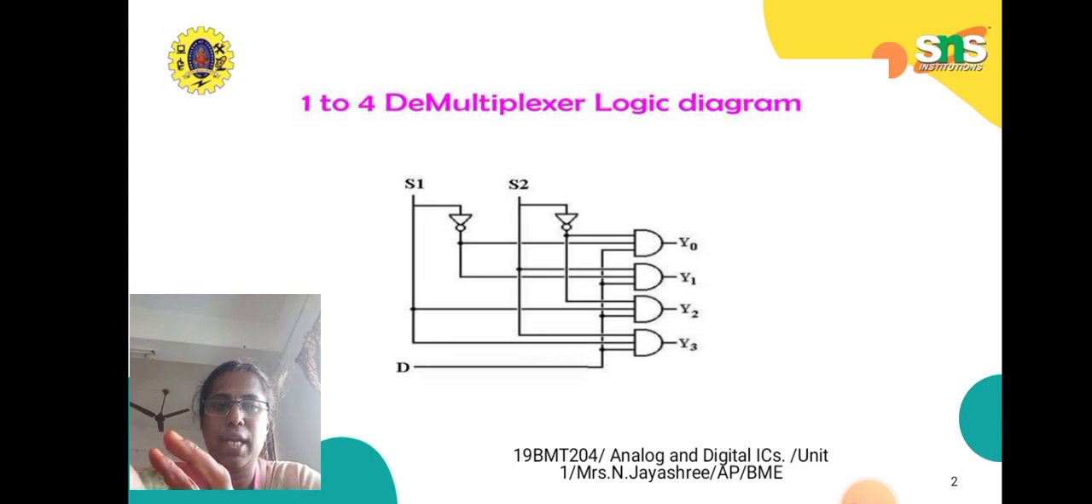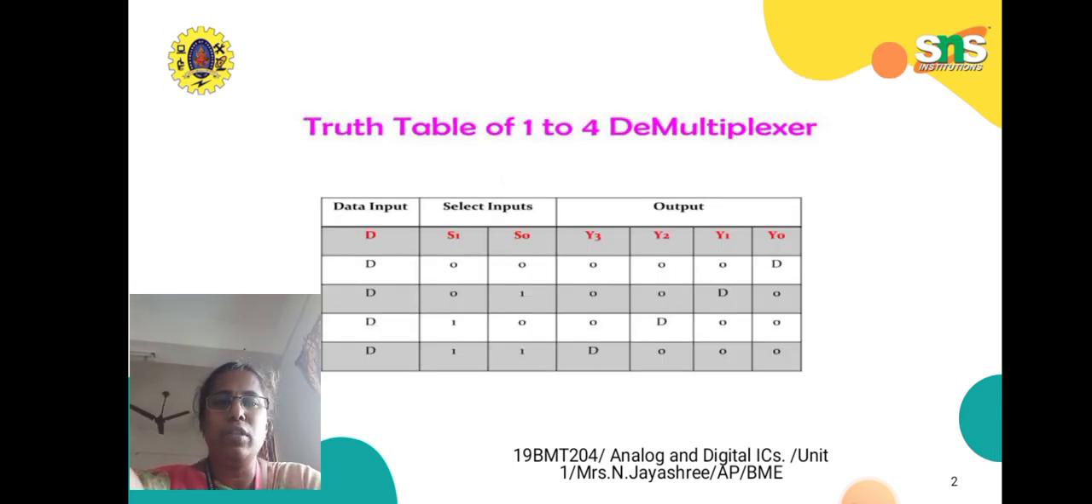If you take S1 S2 as the 2 select lines, they contain both the values, so it contains 4 combinations. For S1 0 and S2 0 and 1. Similarly, after the inverter operation, the output is 0. Before the inverter operation, the output is 1. So that is the status of these signals. So it contains 2 select lines and 1 data input, and the outputs y0, y1, y2, y3. It has 4 outputs. So this is the truth table for the 1 is to 4 demultiplexer.